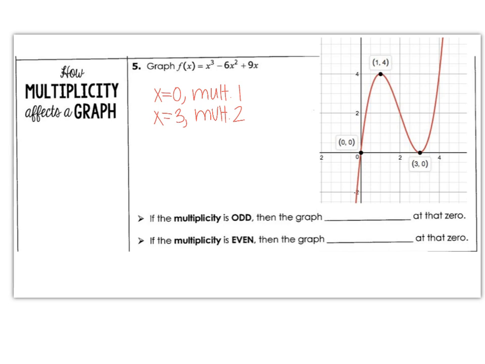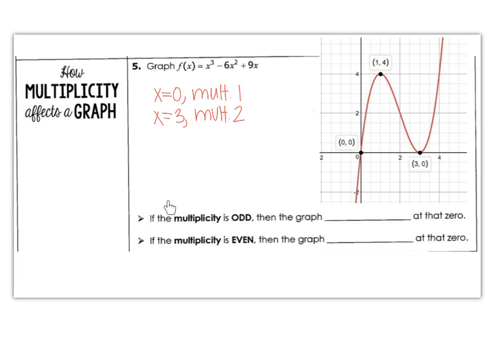All right, so how exactly does multiplicity affect the graph? So for question number 5, we have the same polynomial function that we did in question number 4, and we found out that the zeros are x equals 0 with multiplicity 1, x equals 3 with multiplicity 2. When we plug it into Desmos and we get our graph, we see that in fact our graph crosses the x-axis at 0 and at 3. How does multiplicity affect the graph?